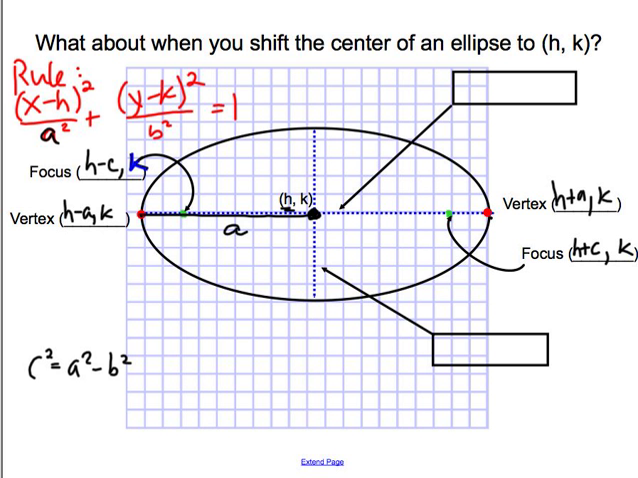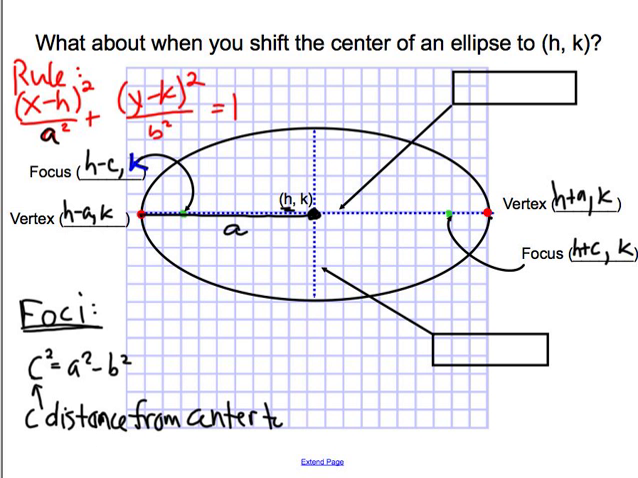So this you'll want to add to your foci. Under that word on your notes sheet, you'll want to add that you always find it by finding c, and that c is the distance from the center to the foci along the major axis. So that's how far away these will be from the center. And that's the notes you'll need for foci.